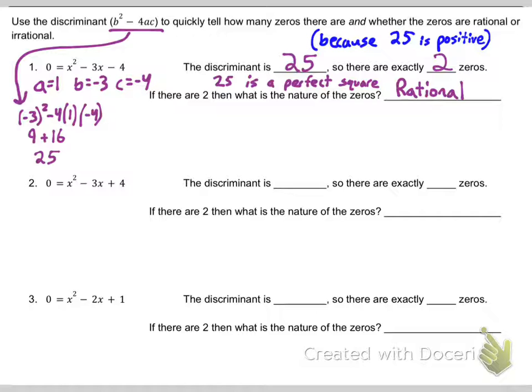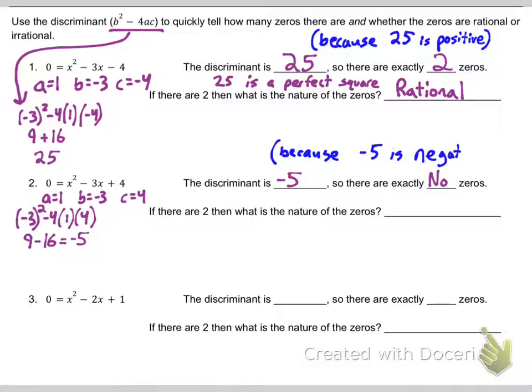Let's try the next one. If a is 1, b is negative 3, and c is 4 now, then the discriminant is going to be b squared minus 4ac. That's 9 minus 16, which gives us negative 5. So the discriminant is negative 5. That means there are exactly 0 zeros. There are no solutions, and the reason is because negative 5 is negative. If the discriminant is negative, that means there are no solutions, or no zeros. So I can write not applicable there because there are no zeros, so there's no nature to them.